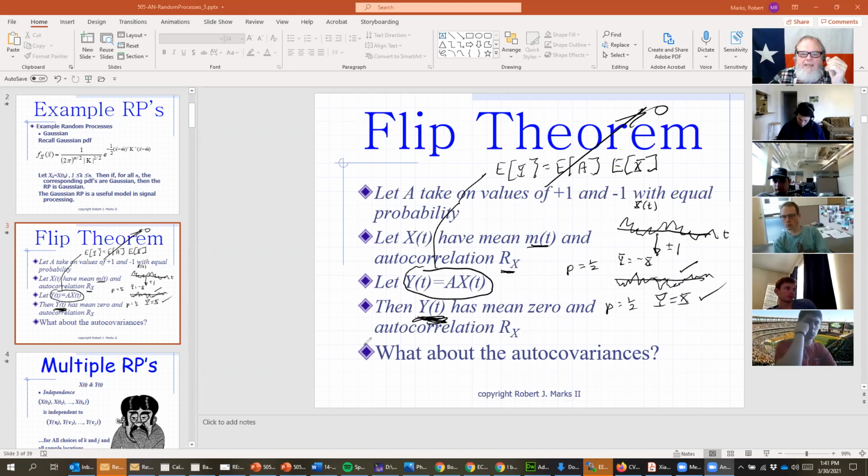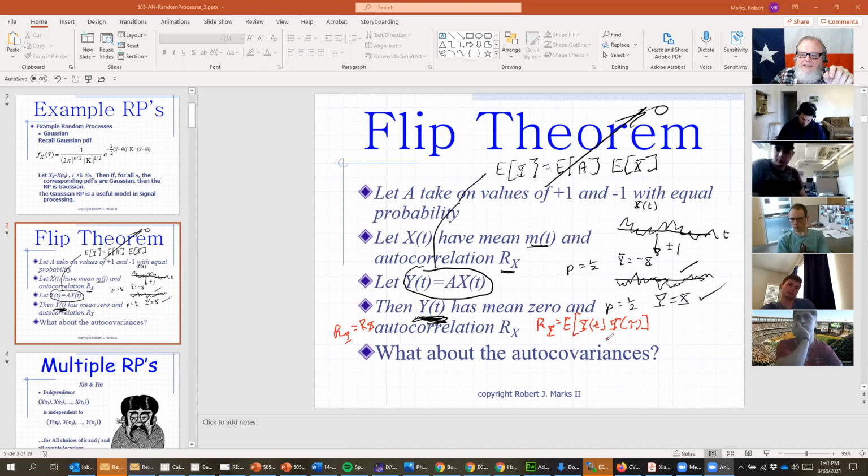So what I'm maintaining then is that r sub y, that is of the flipped result, is the same as r sub x. And you can show this very easily. R sub y is equal to, well, let's see, that didn't work very well. R sub y is equal to the expected value of y of t times y of tau, right?